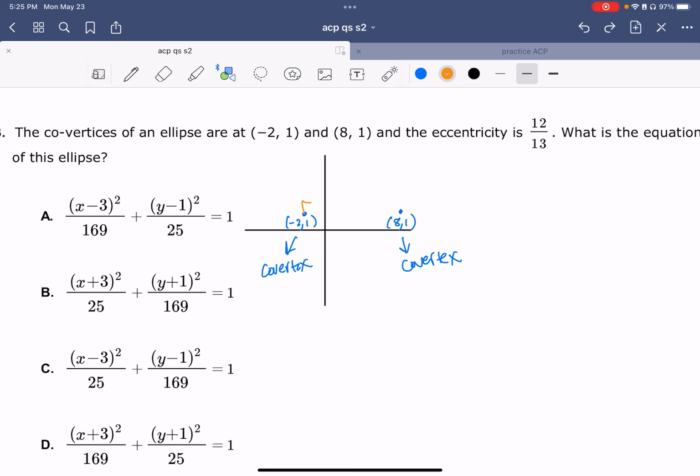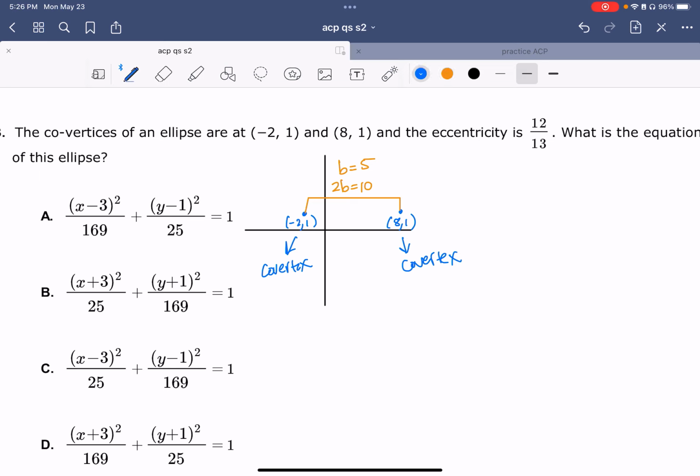From here to here. Sorry, I'm wasting your time. Okay. From co-vertex to co-vertex, you have the minor axis, and the minor axis is equal to 2b. So from -2, you got 2 units this way, 8 units that way, so for a total of 10 units. The semi-minor is when you cut the minor in half. So half of 10 is 5.